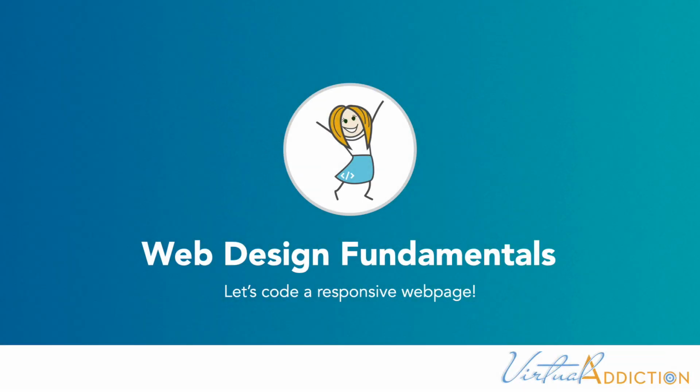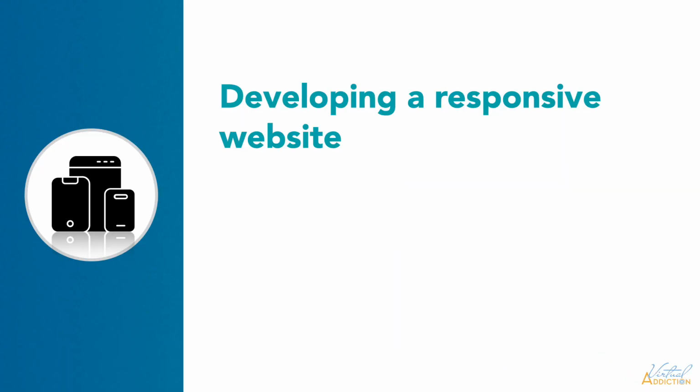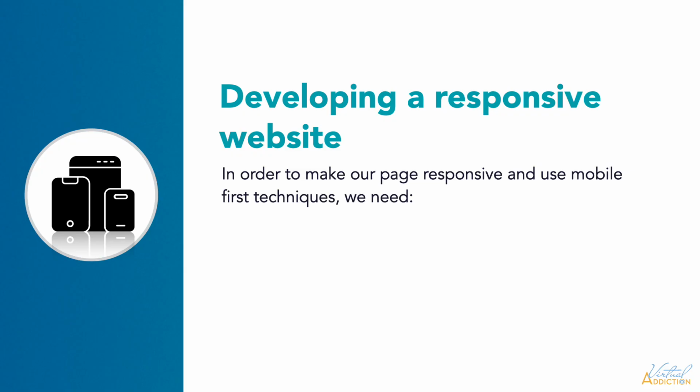Now that we understand the concepts behind responsive design, let's actually code a responsive web page. This is where we take everything we've learned and apply it in practice. To build responsive web pages using the mobile-first approach, there are 3 key things we need.